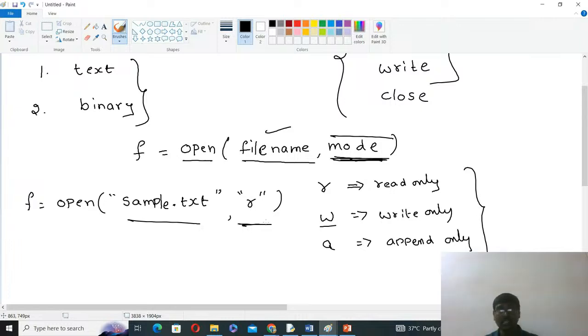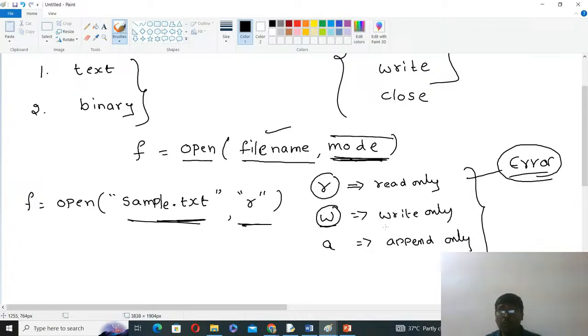Now the question is, if you open the file in read mode, and suppose this file is not available in my system, what happens? It gives an error, FileNotFoundError. Clear the point? So if the file is available, then only it opens the file in read mode. If the file is not available, it returns an error. Clear? Second one, I will show all the possible cases. Don't worry.